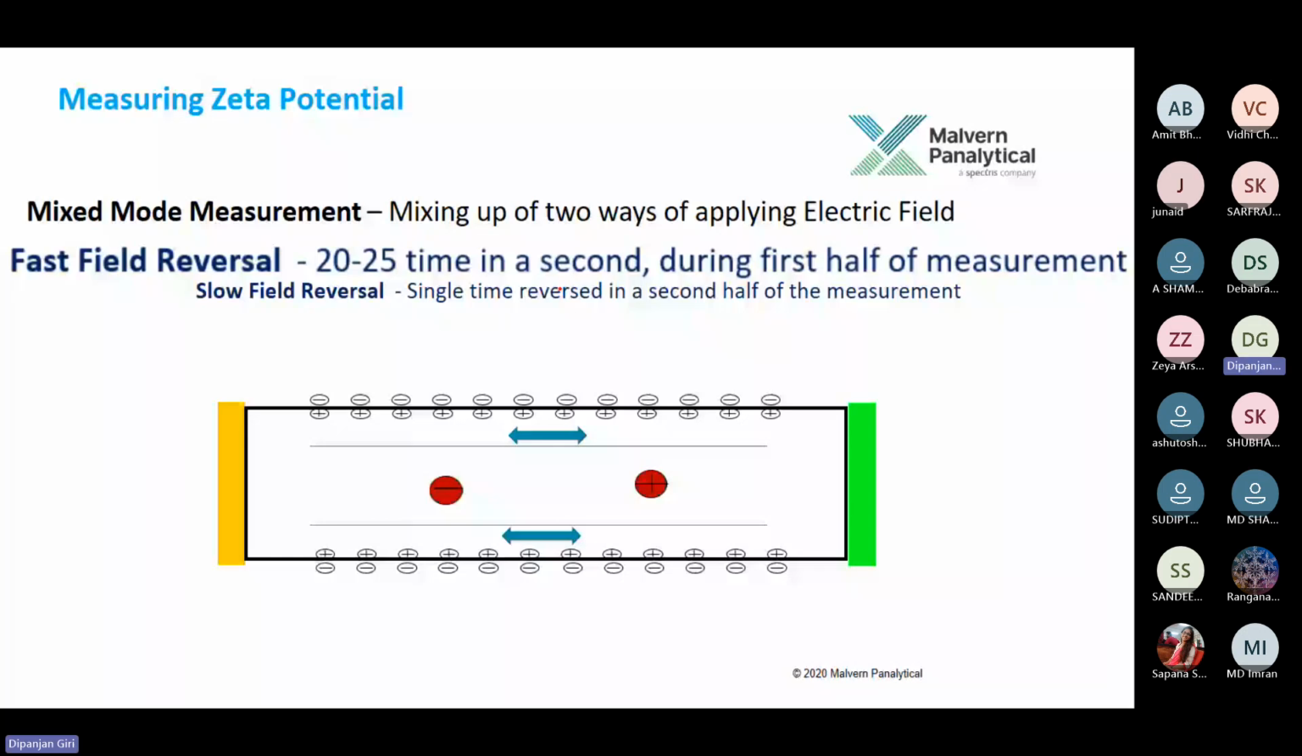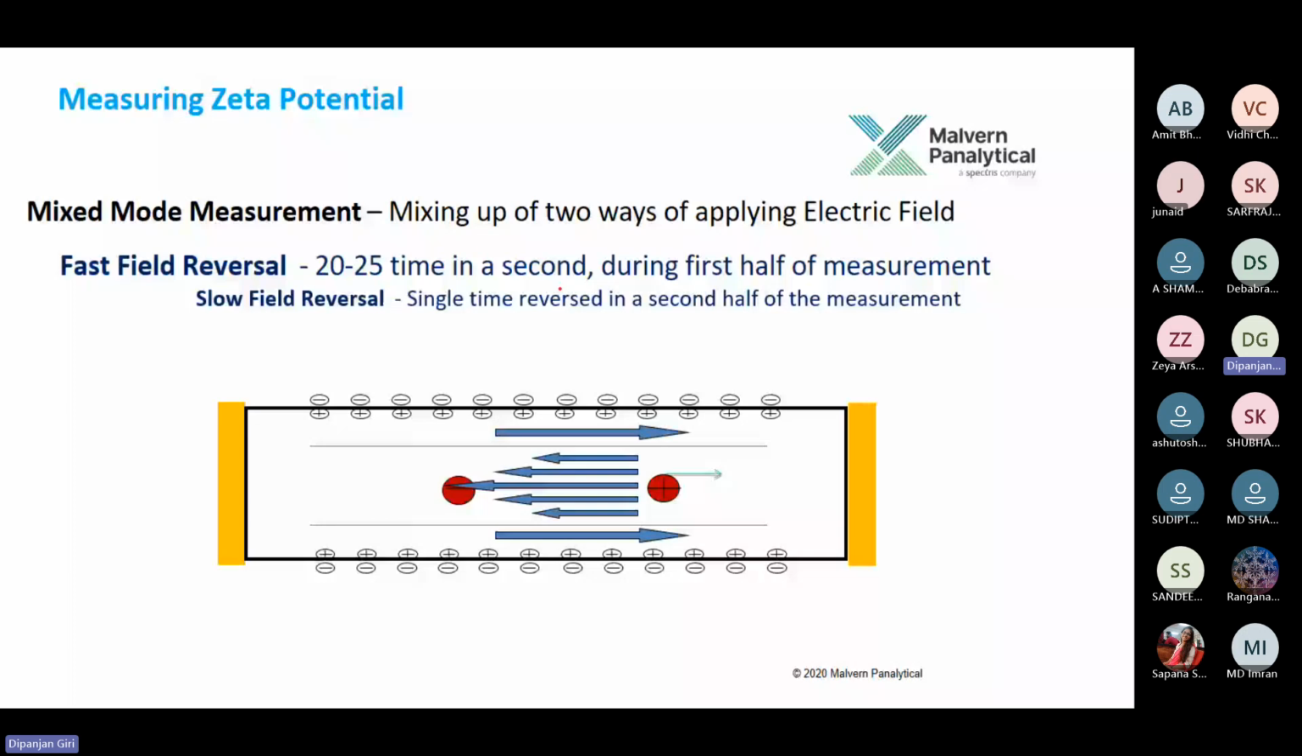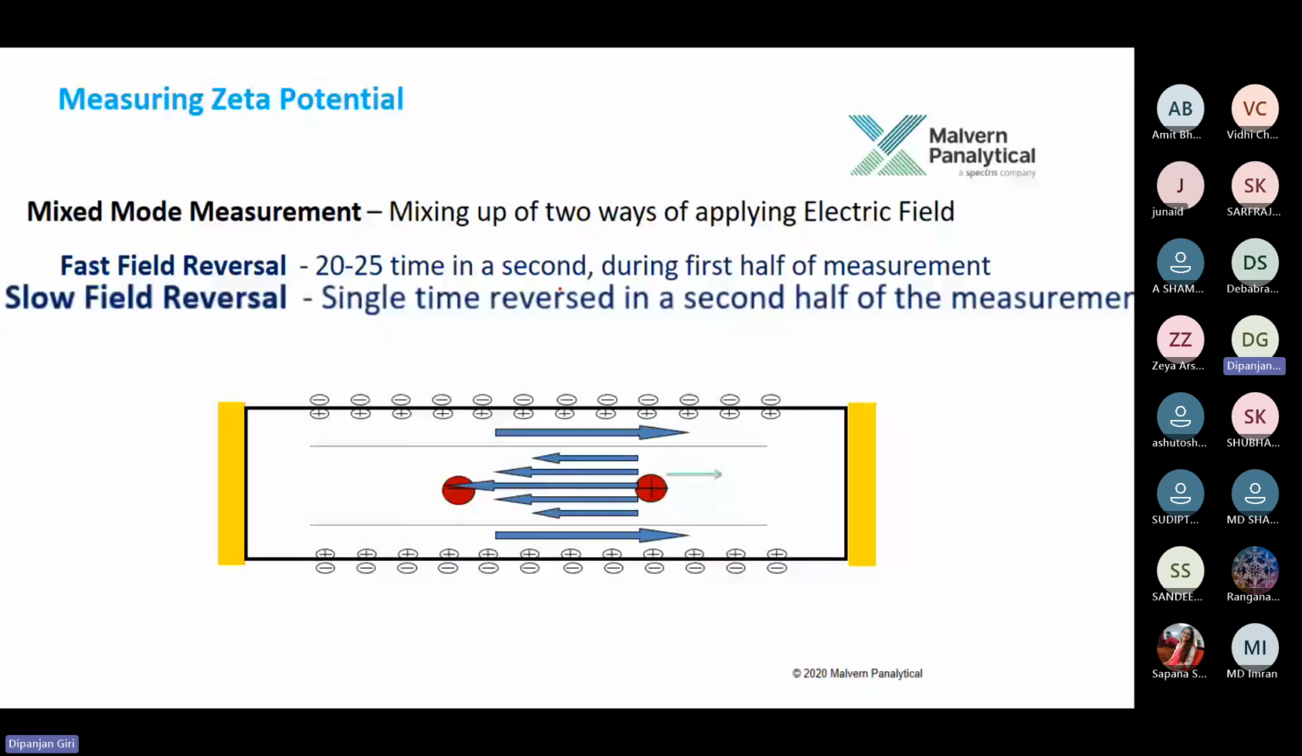So we receive the zeta potential average value in this manner. In the second half, we do the SFR, that is slow field reversal. We reverse the electric field once, but the particles are exposed for a longer period. This allows the liquid or the ions to move, even for those particles with no potential at all. So there is a chance for them to move, and we receive their data as well. We get the zeta potential distribution.